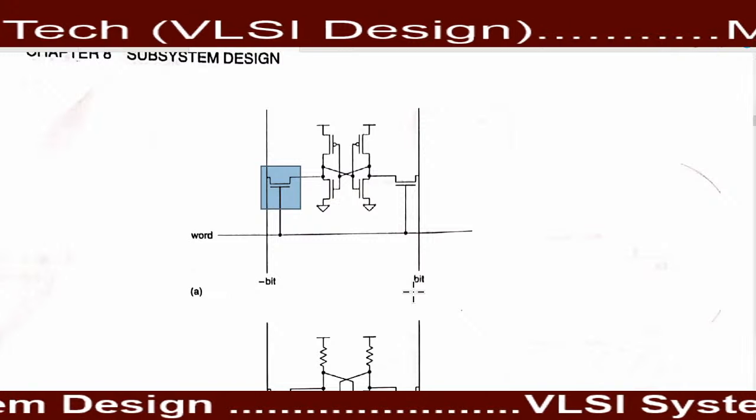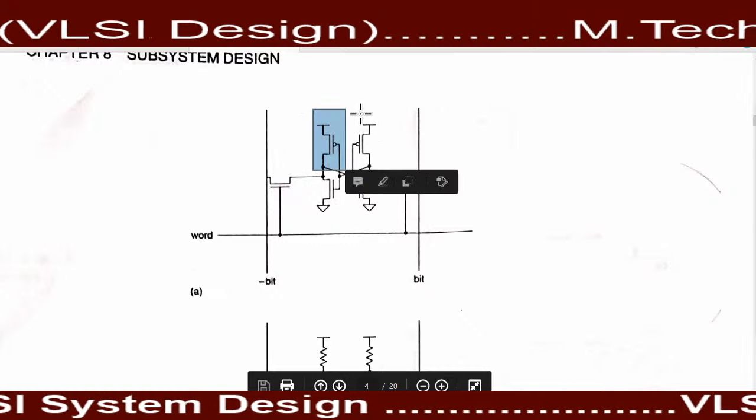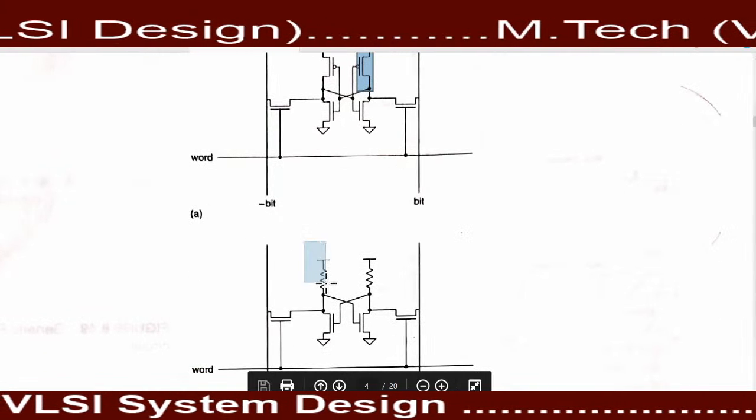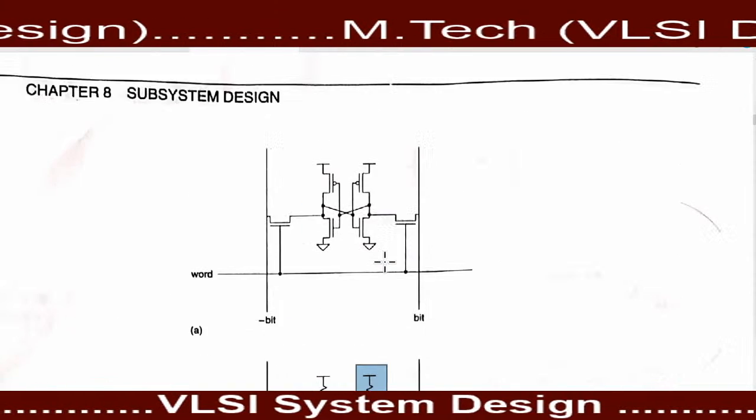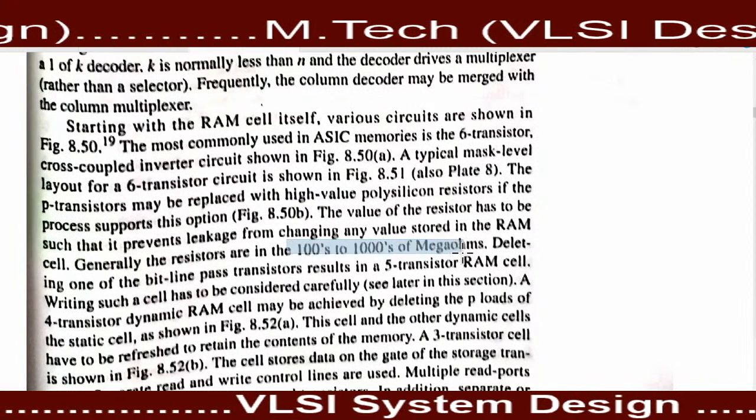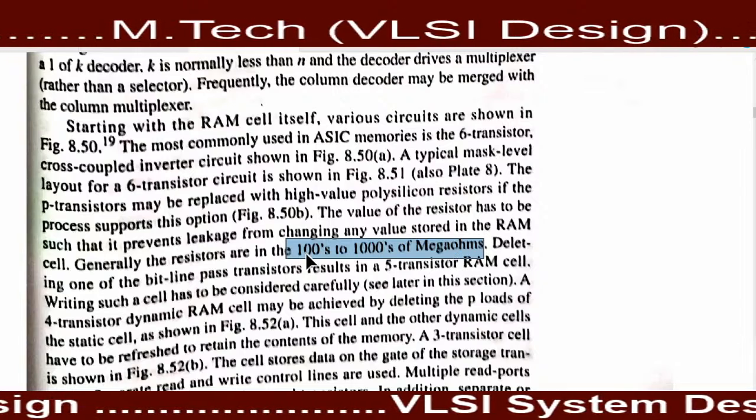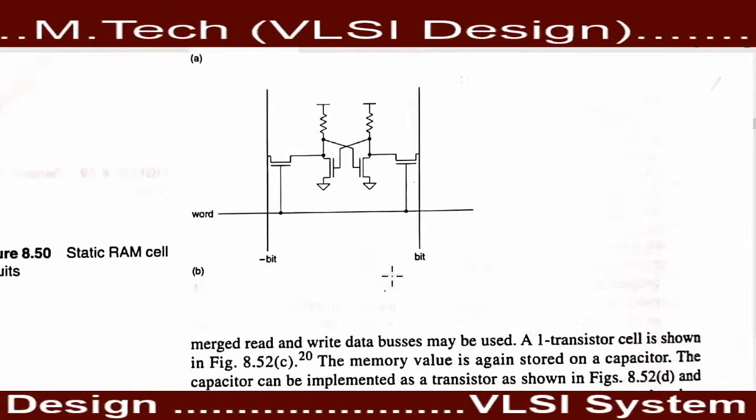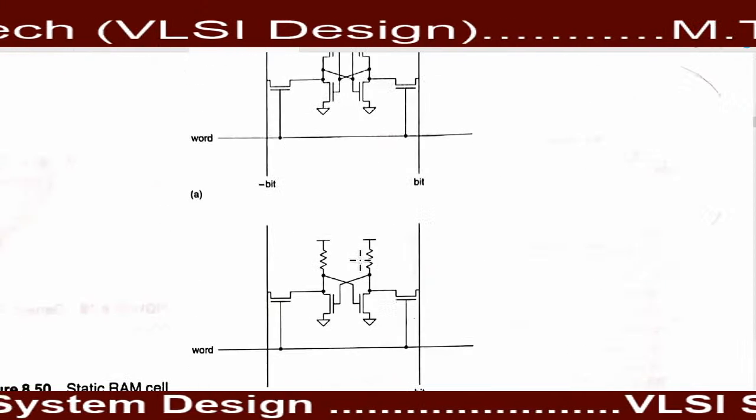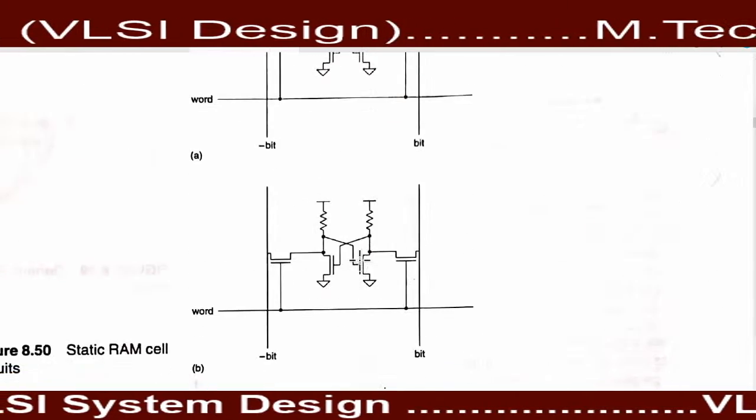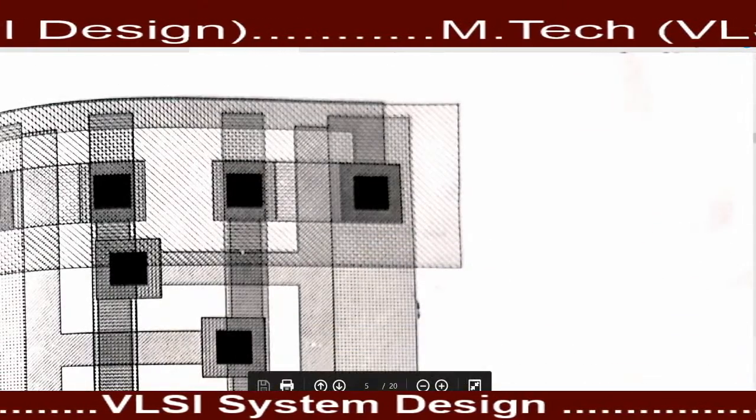So for reducing the power dissipation, we can eliminate this PMOS by using only two loads. The range of this resistor is mentioned in the theoretical portion here. The range of this resistor can vary from 100 Hz to 1000 megahertz. Okay, so these are the structure of a simple static RAM cell.